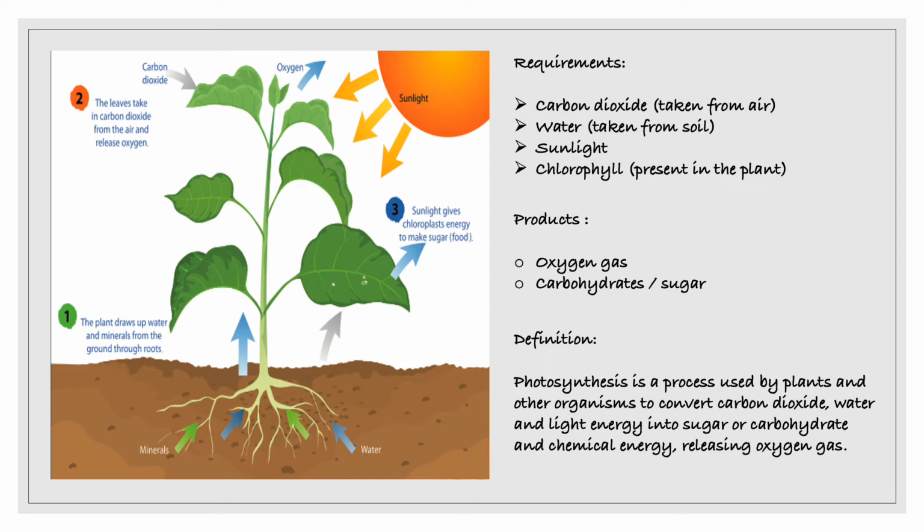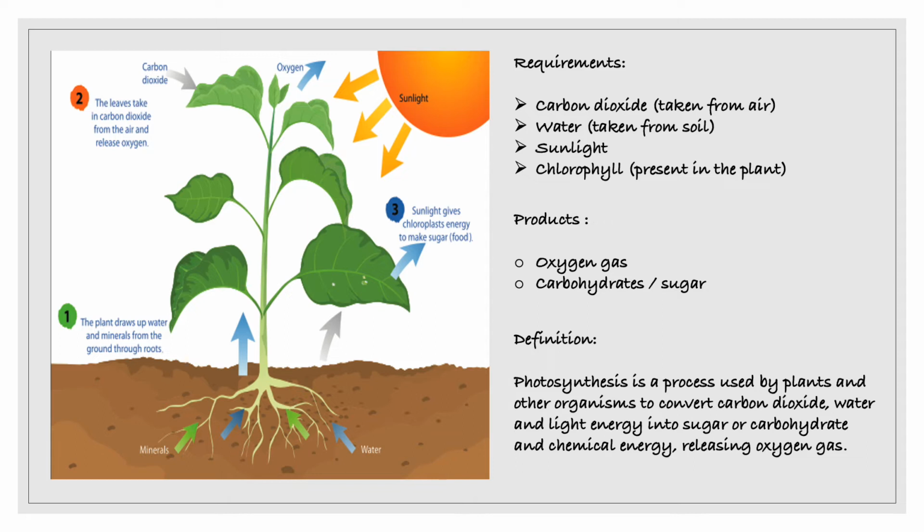Now that brings us to the importance of photosynthesis. Photosynthesis is the only process which uses up carbon dioxide and gives out oxygen. So that is one main thing. Since it gives out oxygen, all other animals and all other living things can breathe. It also releases carbohydrates or sugar, which means it provides food for all other organisms, all other living things.